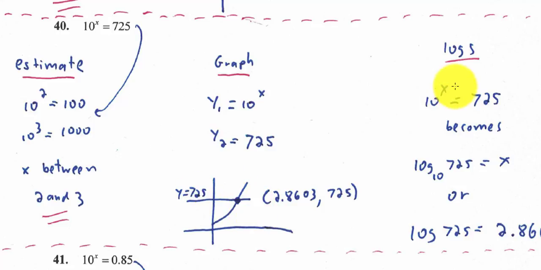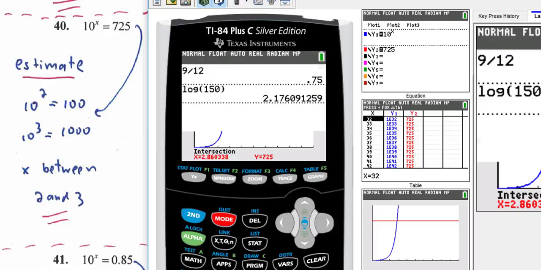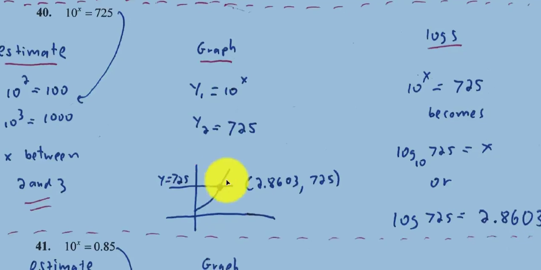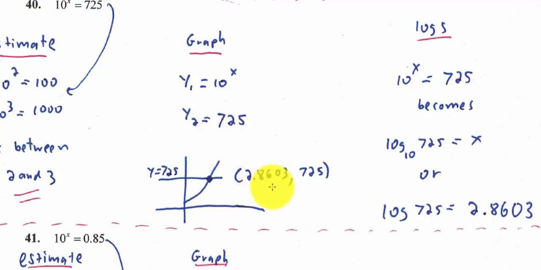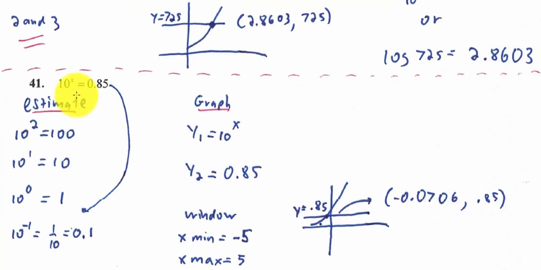Now using logs, again, I can rewrite this in logarithmic form. The base of my exponent is 10, the base of my log is 10. The exponent is what we free. The 725 comes inside, so you can simply enter log of 725 in your calculator. Oops, I hit the wrong button. There we go. And we press enter. 2.86, which is the same answer we had from graphing.